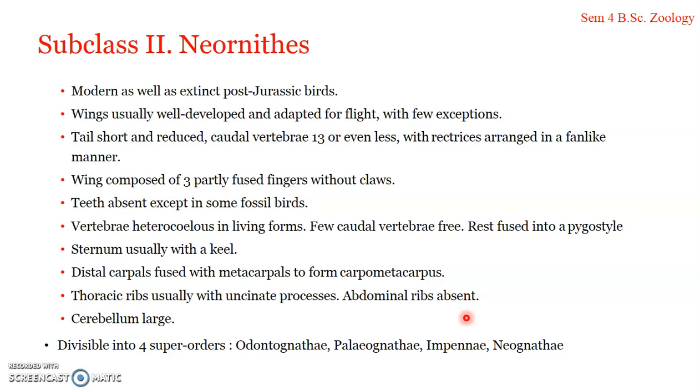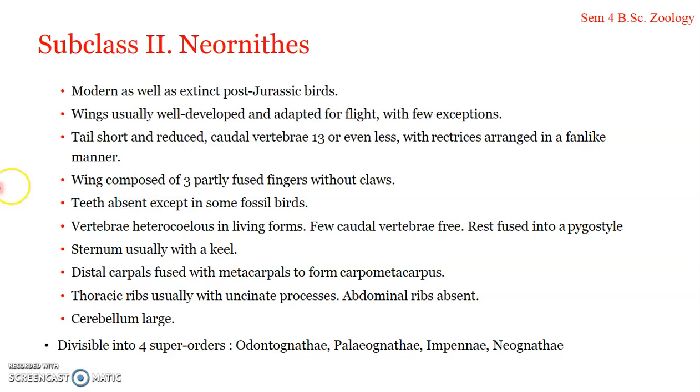Now coming to Neornithes, they are modern birds, and both living and extinct forms are there. Post-Jurassic birds are the ones included in Neornithes. They have well-developed wings adapted for flight, with a few exceptions like ostriches, which you have already known about. They have a short, reduced tail with caudal vertebrae usually 13 or fewer, with rectrices, the tail feathers, arranged in a fan-like manner around the tail tip.